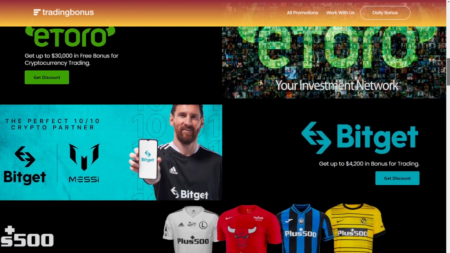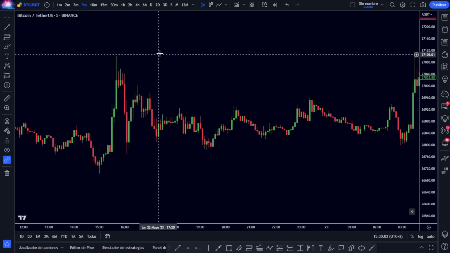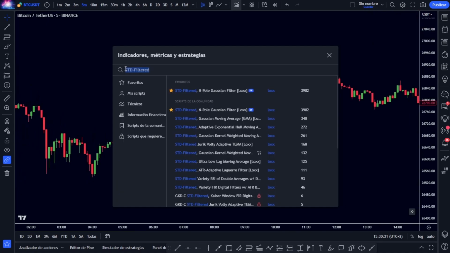In this case, we are going to trade in 5 minutes time frame with the Bitcoin pair with USDT, although as you know, all our strategies are equally effective for cryptos, forex, or stocks. The first indicator that we are going to use is called STD filtered, which in the search engine will come out like this, and it is also recommended by the selection of editors.